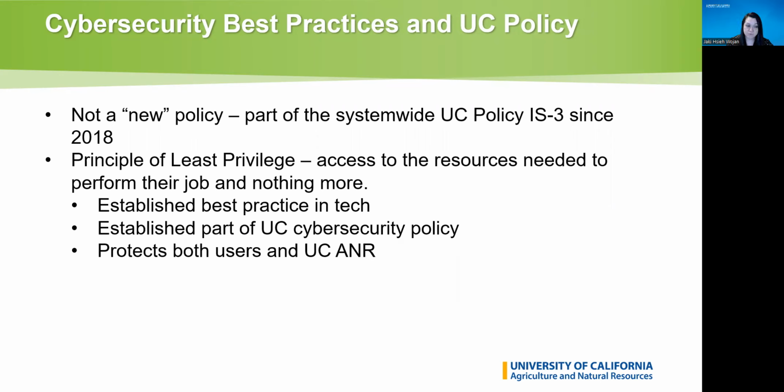And one of those policy rules, and it's a very important one, is called the principle of least privilege. What that basically means is that you give users or people access to the resources needed to perform their job and nothing more. So if you give them too much access, then you're in violation of the principle of least privilege. This is an established best practice in tech all over the world. It is an established part of the UC cybersecurity policy, and it protects both UCANR and users themselves by not giving them too much responsibility.